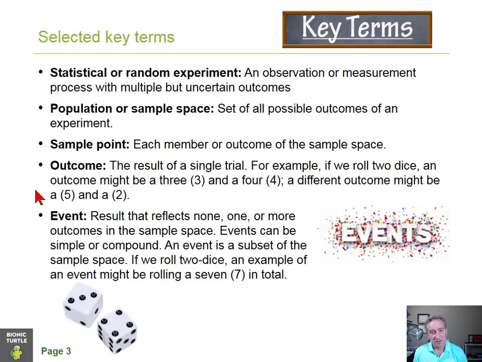So we introduce here some selected key terms, and we'll see that, for example, the population is an important term. Statistics is, in many cases, about taking a sample and inferring from the sample some properties or parameters of the population that we can't observe. We have here a distinction between outcome and events.